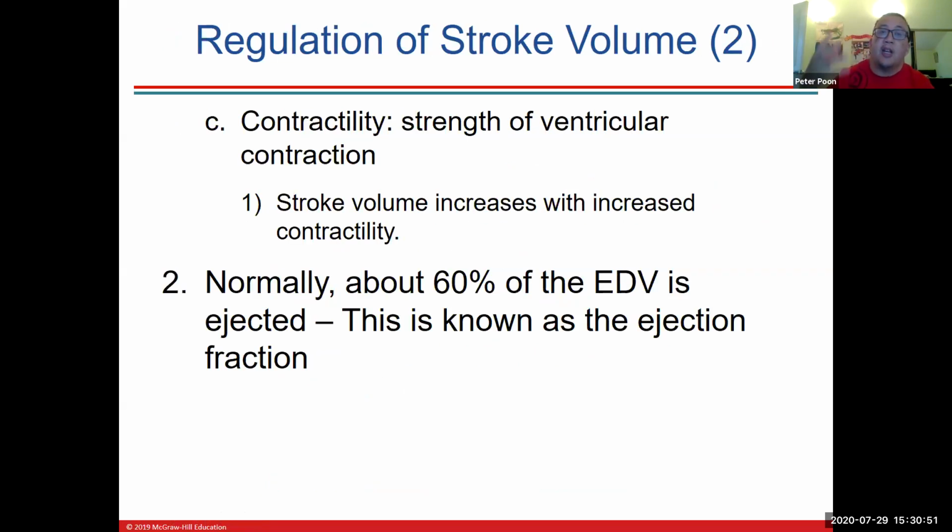Contractility is the strength with which the ventricles contract. How hard is the muscle squeezing? Normally about 60% of the EDV is ejected, and this number is known as the ejection fraction.